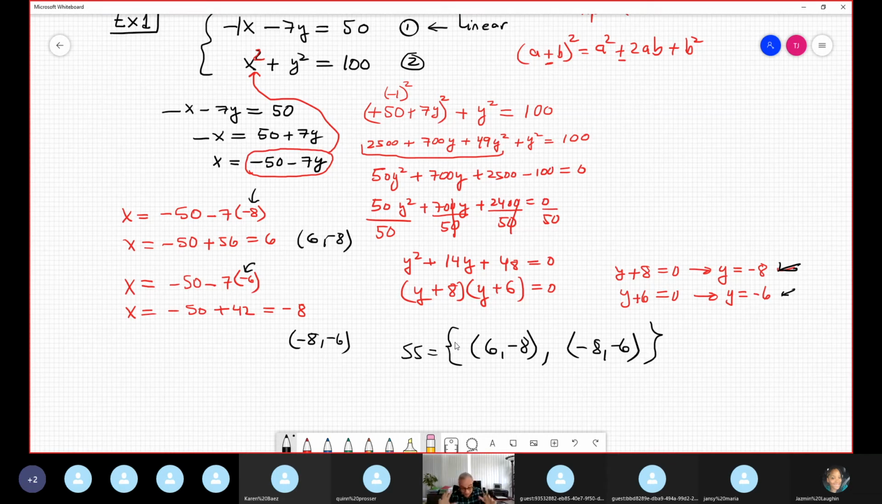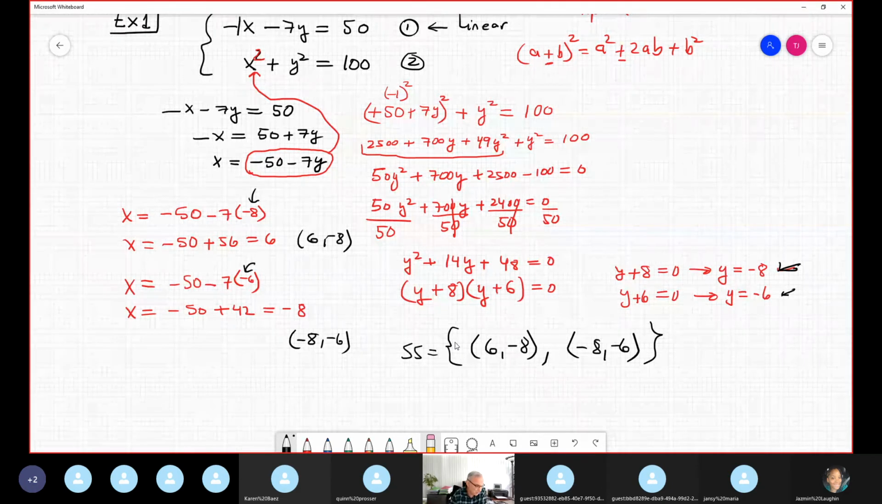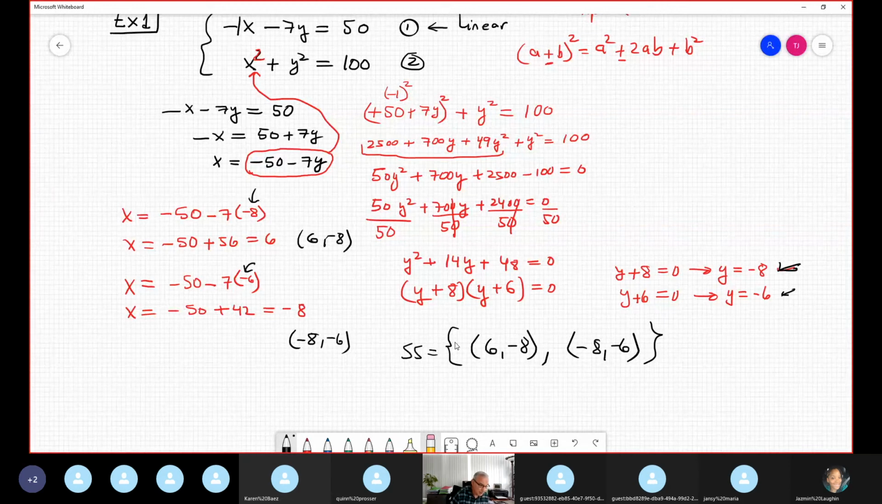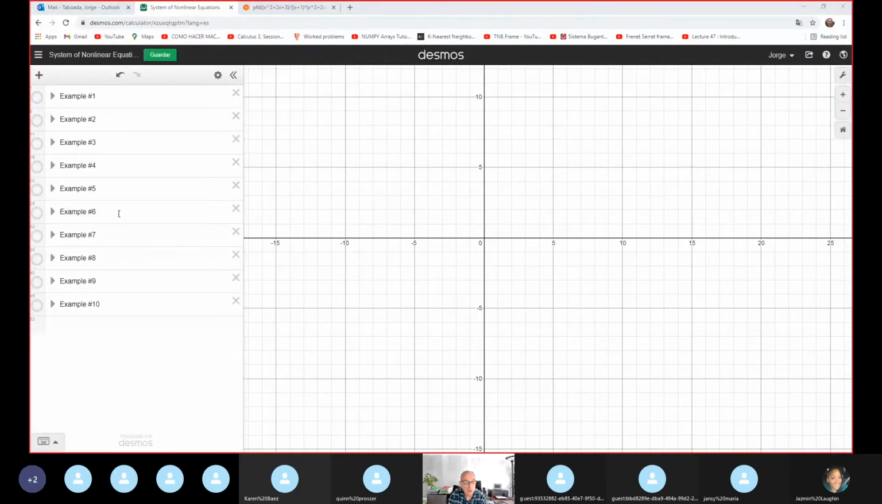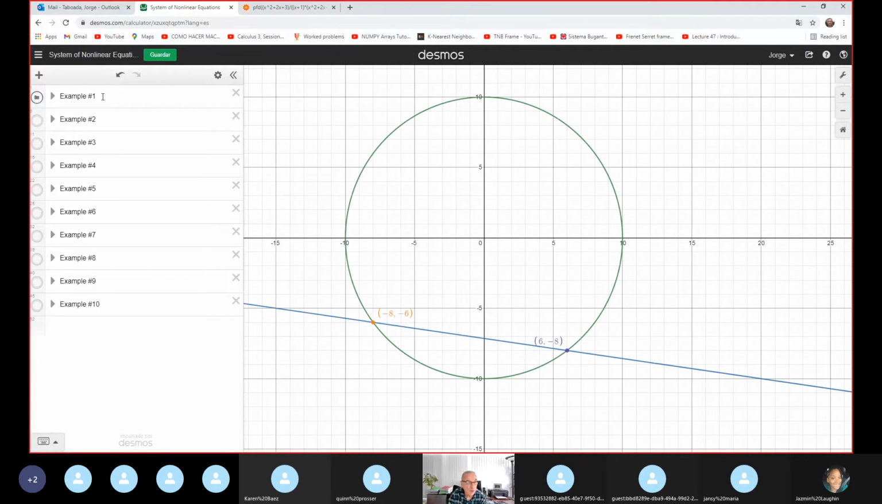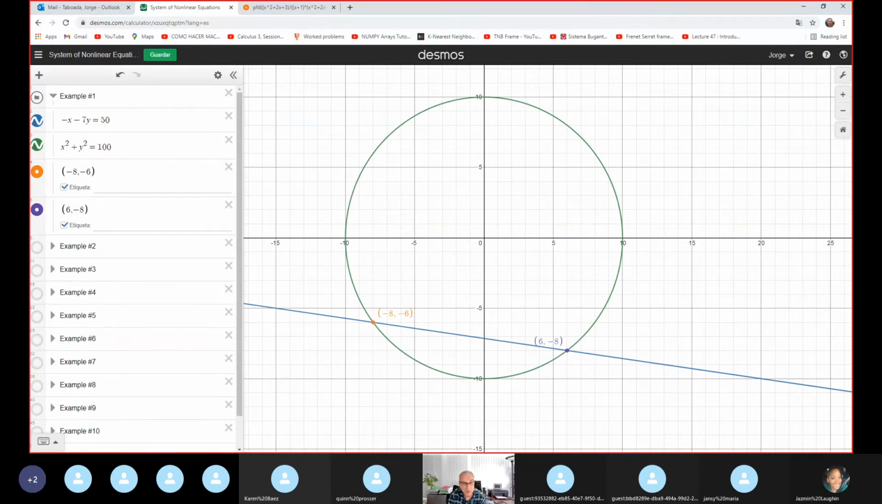But okay, a fantastic way. I'm using heavy algebra, sorry, but this normally happens. Now I want to verify in Desmos. It's super easy. You put both equations in Desmos. Okay, example 1, I'm doing. The first equation, look. Do you see Desmos or no?